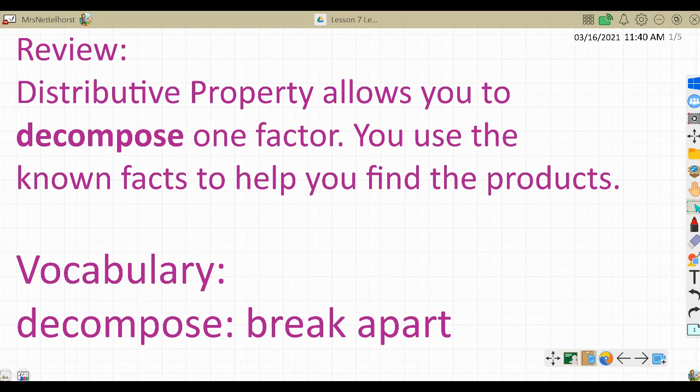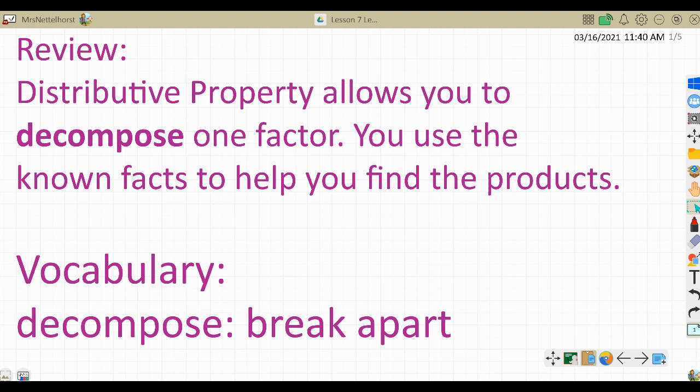So today we're going to learn how to use distributive property to help us solve area problems. So let's review first. Distributive property allows you to decompose one factor. You use the known facts to help you find the products. The vocabulary word that you need to be familiar with here, and I put it in bold in the review, is the word decompose. Decompose means to break apart.